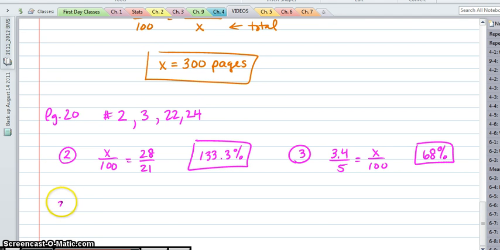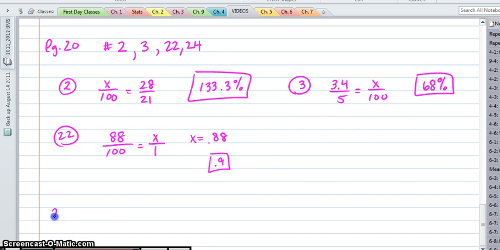Okay, number 22. We have 88 over 100 equals, and this one's tricky, what number out of 1? So this is going to be a tiny number. Okay, and when you do this, you do get x equaling 0.88. The directions tell us to round to the nearest tenth, so we'll go ahead and do that and get 0.9. Number 24, this one's a little bit trickier.